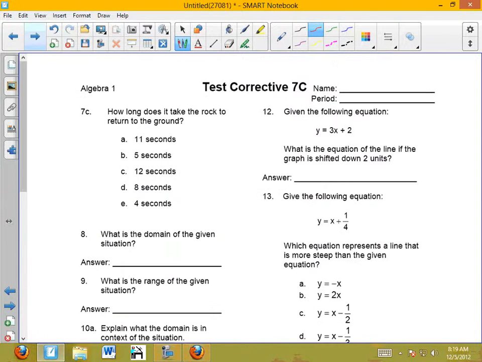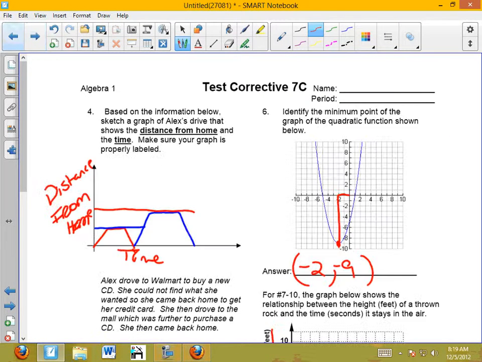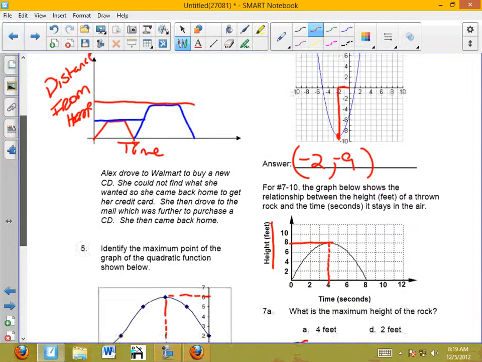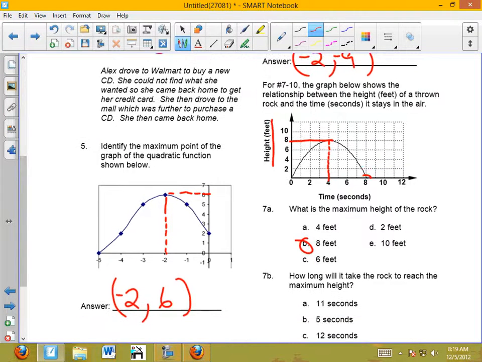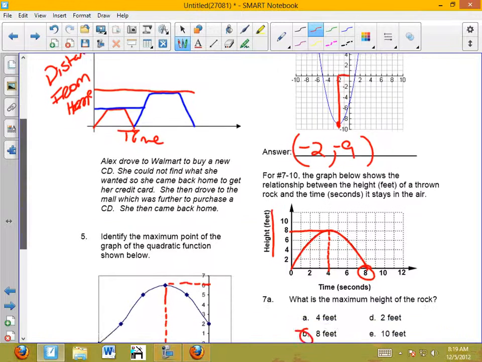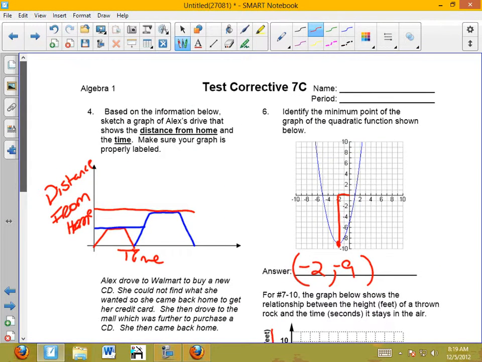Okay. How long does it take the rock to return to the ground? Right here is when the rock returns to the ground. It leaves, it goes back to the ground. Looks like it's going to take 8 seconds for the rock to return back to the ground.